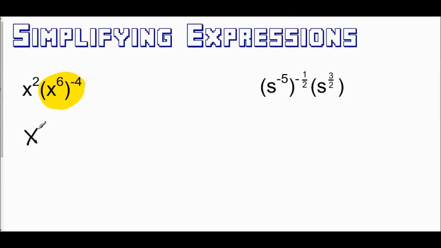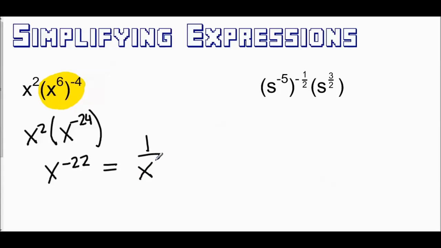So I have x squared times x to the 6 times -4, which would be x to the -24th power. Now since I have powers with the same base, I'm going to add their exponents of 2 and -24. So I have x to the -22nd power. And going back to what we learned in the first lesson, a negative exponent causes that power to go to the denominator of a fraction. You're taking the reciprocal of it. So simplified to its barest form would be 1 over x to the 22nd power.